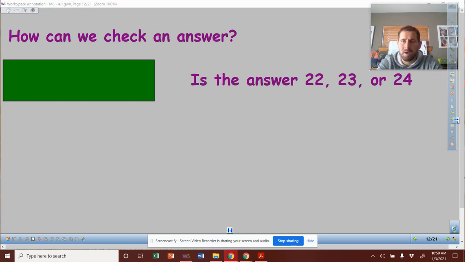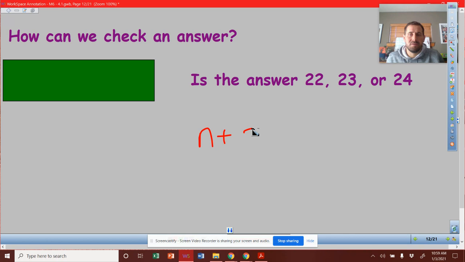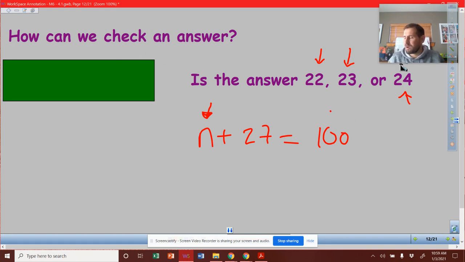Okay, with this problem, we're going to be trying to find answers to problems, right? That's our goal here. What I mean by that is we're going to be looking at equations like n plus 27 equals 100, and trying to figure out what the value for n is. Now, you may find possible solutions. You may solve and get the answers 22, 23, or 24. How would I verify, how would I check that that answer is the answer? So that's what we're exploring here: how do you check?